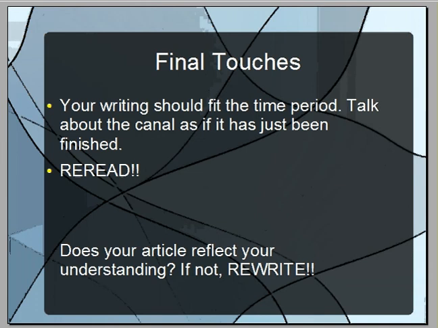Remember that the point of this assignment is for you to demonstrate your understanding of why the Panama Canal is so universally important to not only global travel, but also America historically. If your article does not reflect your understanding and you're not sure that you sound like you know what you're talking about, rewrite it. Make sure you sound like you know what you're talking about. Okay? This is your opportunity to prove to me that you know about the Panama Canal, that you understand the repercussions and purposes of it. And if your writing doesn't demonstrate that, you need to rewrite.